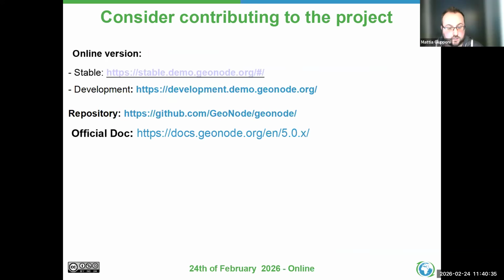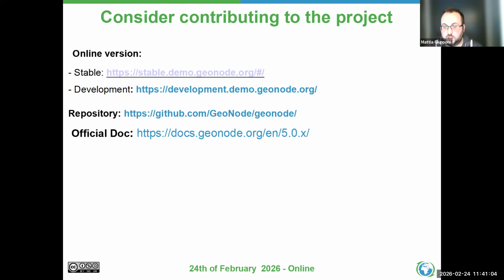Here in the last slide, I added a few pieces of information, which are the two versions of GeoNode deployed. Again, the stable version is the latest release of GeoNode. In this case, it is 5.0.1, which is the one we just presented, while the development demo includes the latest development of GeoNode that is not released yet.